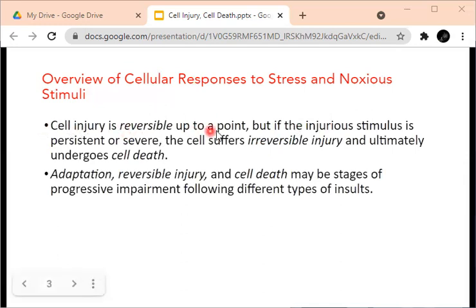Okay? As I have said, no? Kumbaga parang tao yan, no? Na sobrahan ka na, na full na yung pasensya mo, punong-puno ka na, okay? Ganun din yon. The cell is reversible up to a point, but if the injurious stimulus is persistent or severe, the cell suffers an irreversible injury, the point of no return na talaga, and ultimately it undergoes cell death. All right. So adaptation, reversible injury, and cell death may be stages of progressive impairment following different types of insults. As I have said, adaptation is our part two, no? All right. So next.